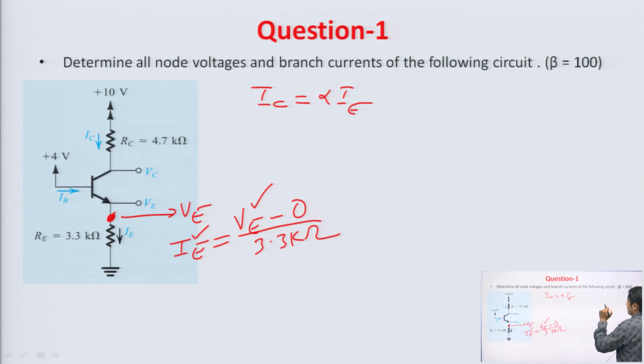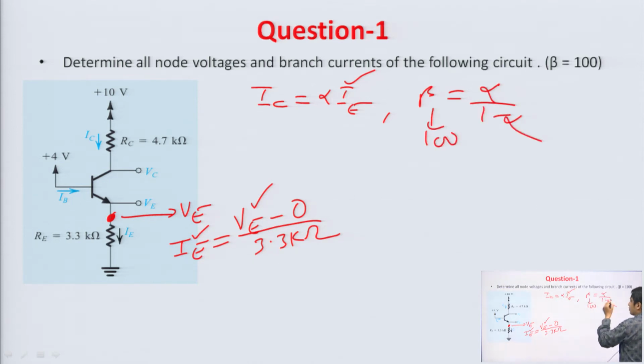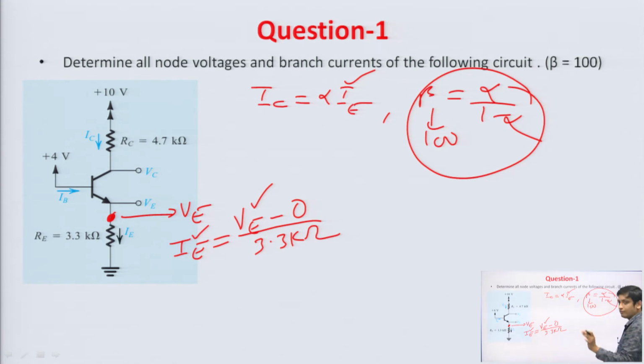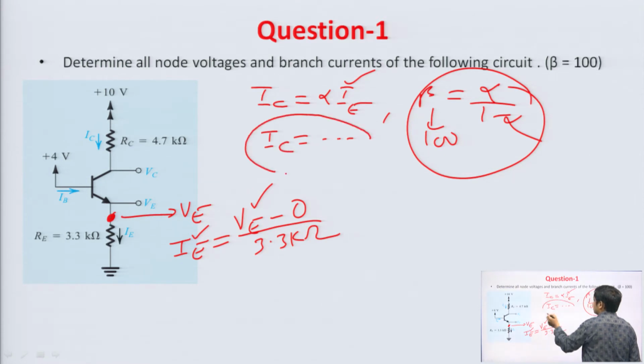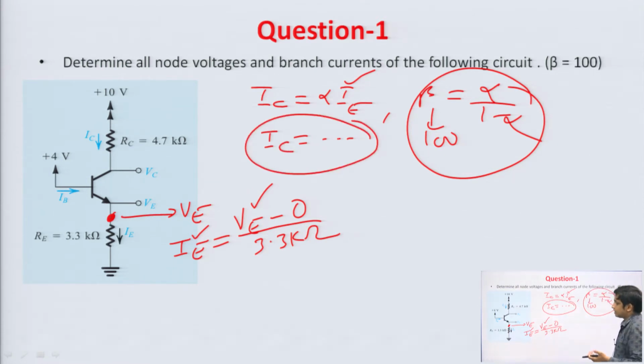IC is equal to alpha IE. We have got the value of IE, and alpha we can get from this relation, beta is equal to alpha upon 1 minus alpha, where beta is given as 100. So, from this equation you can calculate the value of alpha, fine. Put the value of alpha here and find out the value of collector current IC, fine. So, collector current IC we have got.